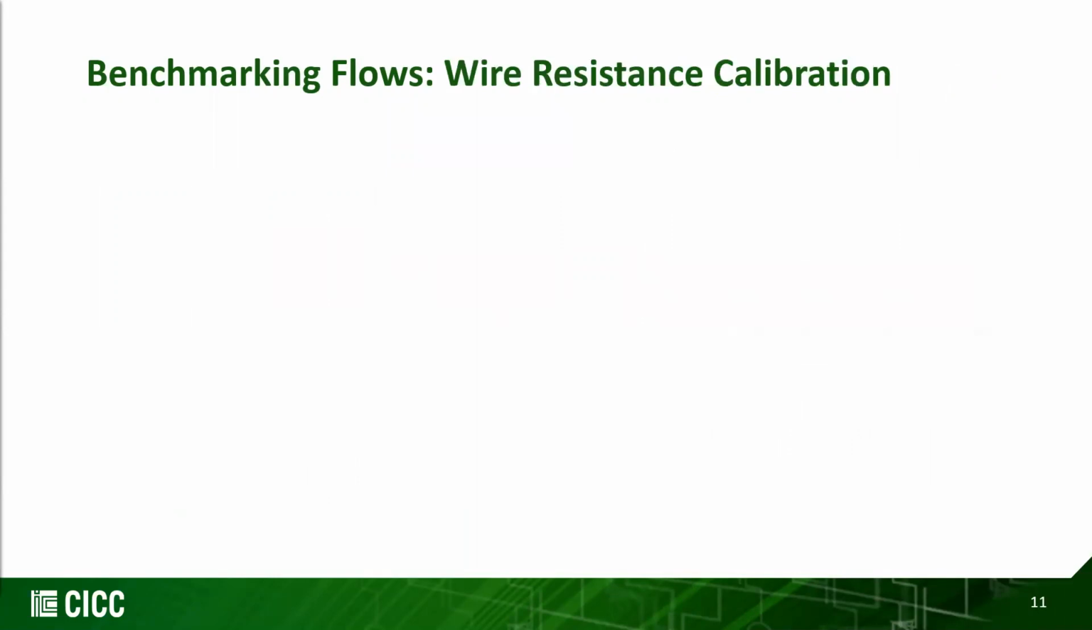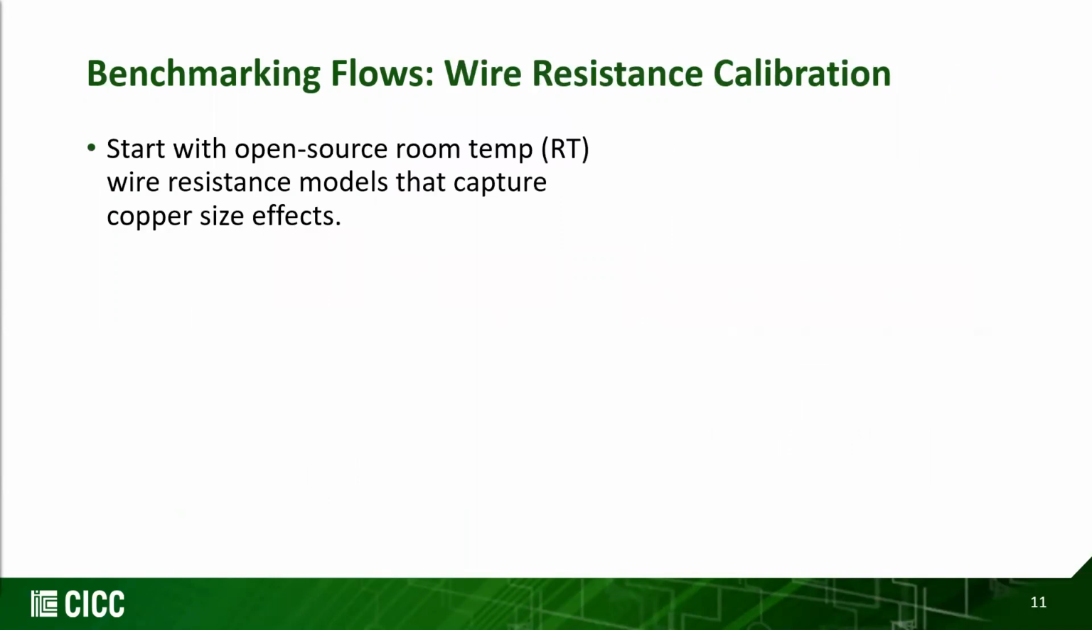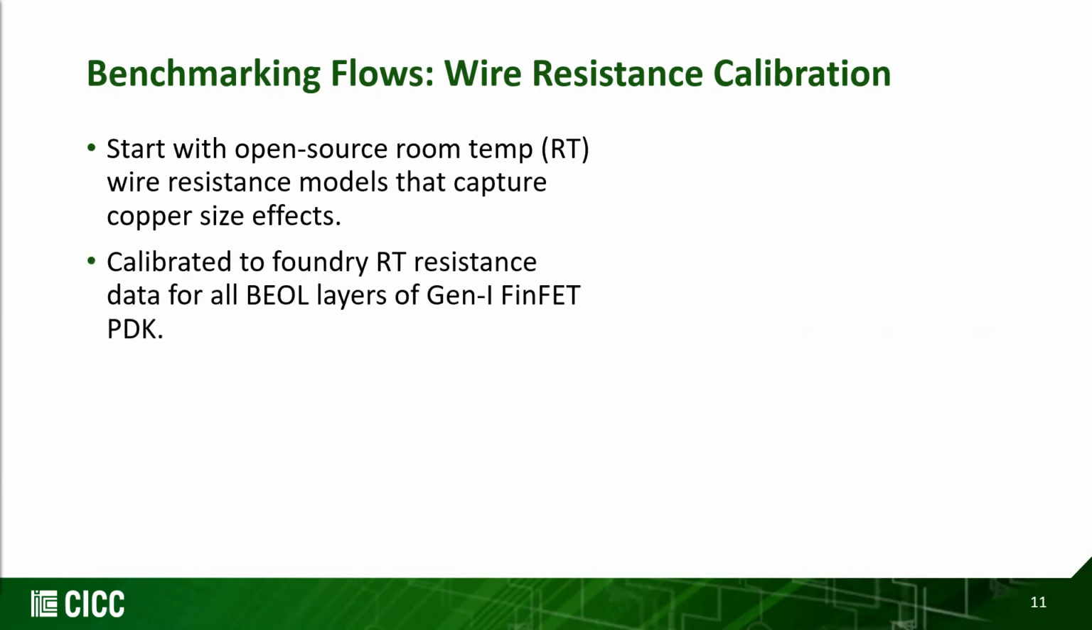Next, we will go about the wire resistance calibration. We start with the open source room temperature wire resistance model, including Mayadas-Shatzkes and Fuchs models to capture the size effects of copper. We then calibrate it to Gen 1 FinFET Foundry PDK room temperature resistance data for all the backend offline layers. The models are then extended to low temperature.